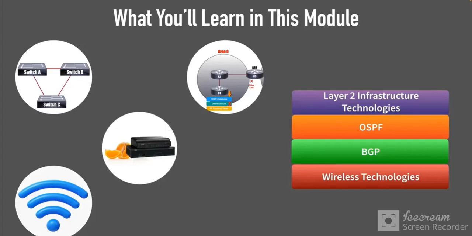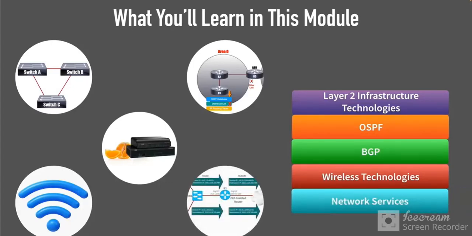And finally, in this infrastructure module, we'll take a look at a few network services. These include things like network address translation, and we'll take a look at a couple of protocols that allow us to keep time on our devices. We'll take a look at NTP, Network Time Protocol, and the hyper-accurate PTP, Precision Time Protocol.